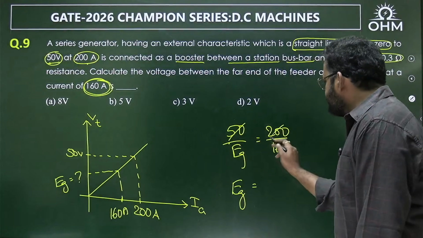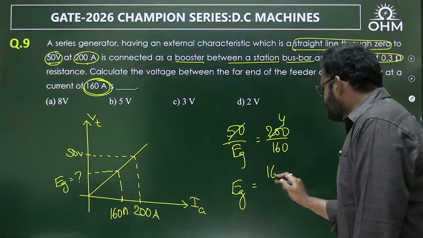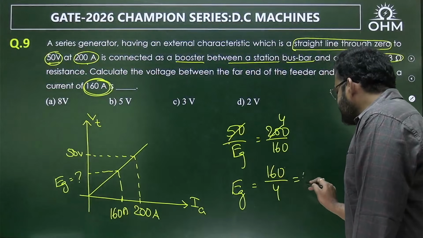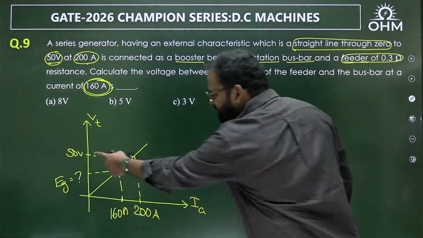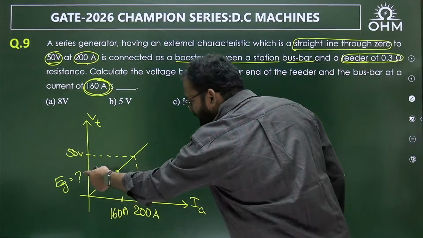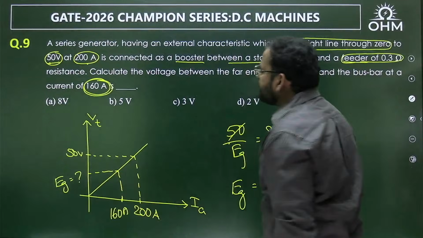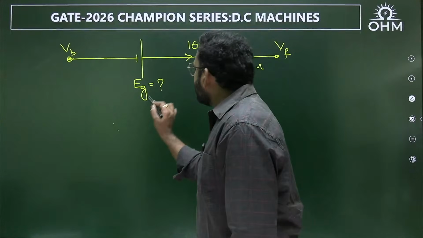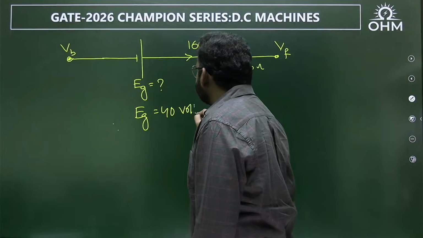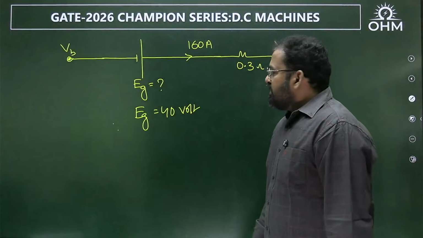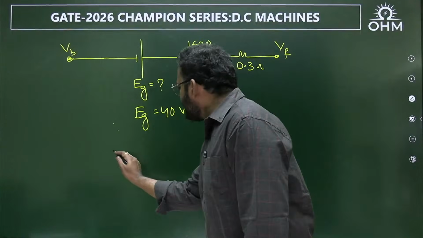So what is Eg at 160 ampere? That 50 will cancel 4 times. So 160 by 4, is it not 40 volt? Therefore, if the machine can generate 50 volt at 200 ampere, it will generate 40 volt at 160 ampere. So our machine voltage was equal to 40 volt. Okay. So now tell me, what is the overall voltage drop?